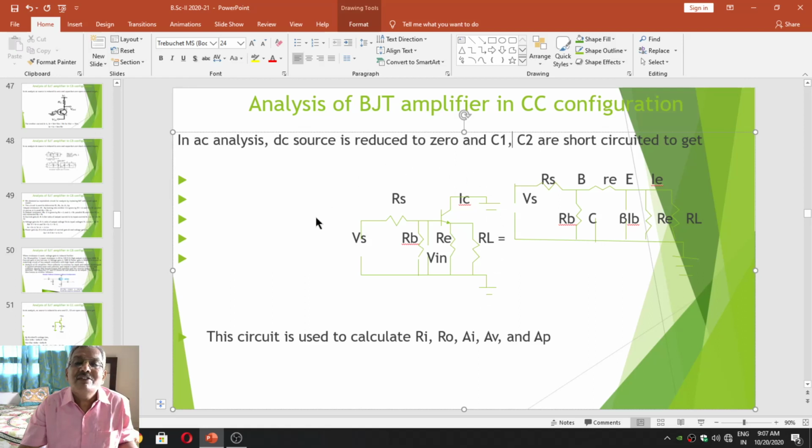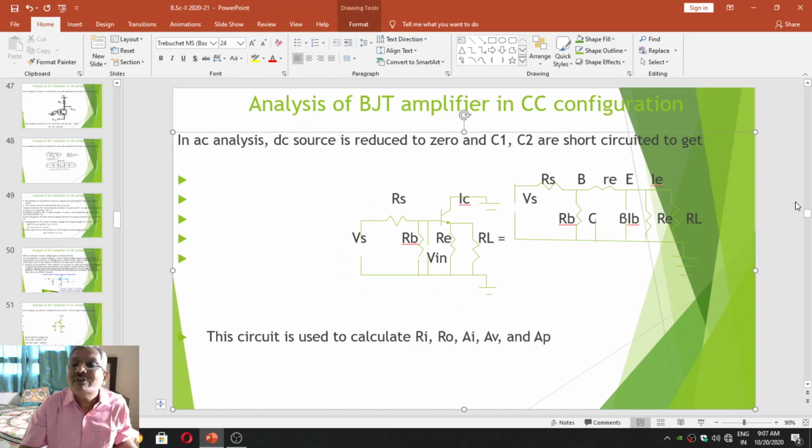So the original circuit is reduced to this. Here supply voltage is reduced to 0 and it is shorted to ground. Collector is shorted to ground, whereas both the coupling capacitors are removed and those are also short circuited to the ground. This forms the AC equivalent circuit of the common collector amplifier.